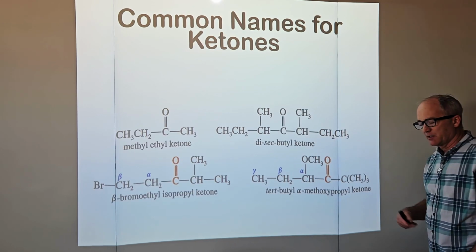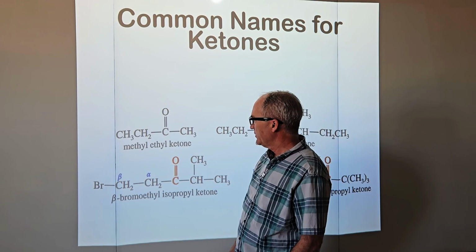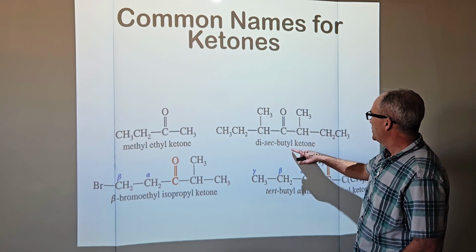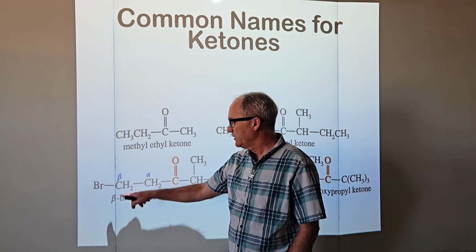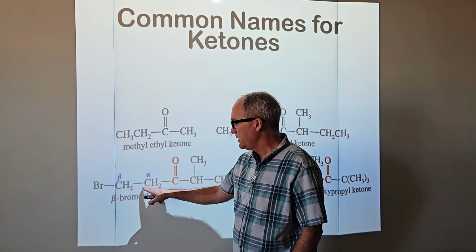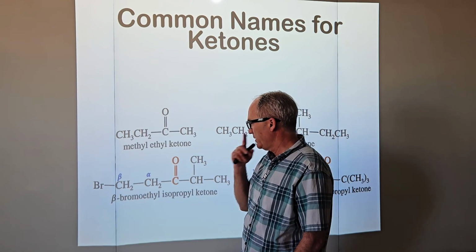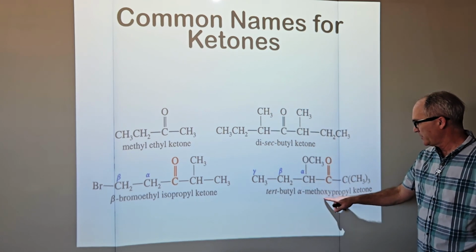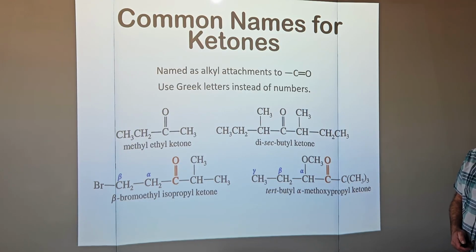Our common names are kind of similar to the ether. We name the two alkyl groups, methyl ethyl ether, and here we've got di-sec-butyl ketone. And then there's this Greek alphabet convention where we don't count this as 1, we count this as A, B, C, but alpha, beta, gamma. So beta-bromoethyl isopropyl ketone, tert-butyl alpha-methoxypropyl ketone. Greek letters instead of numbers.